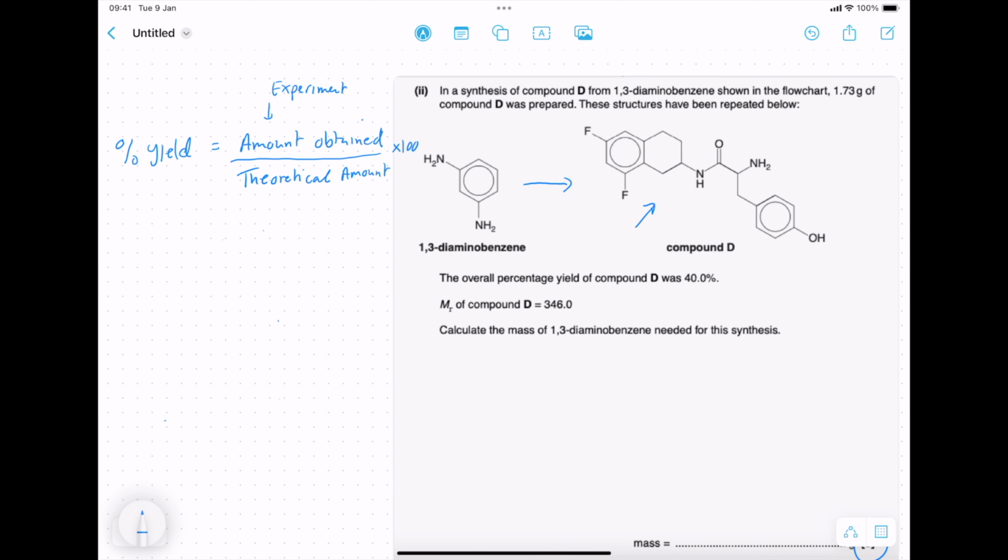Okay, so just to speed things up, let's work out the RFM first of all for 1,3-diaminobenzene before we get into working out the moles and so on. So we've got 12 times 6 on the benzene is 72, plus 4 hydrogens, plus 2 amino groups comes to 108. Now the first thing I need to do is work out what the theoretical amount of 1,3-diaminobenzene is to produce this amount of 1.73 grams. And then I can think about working out what is actually needed, because it's only working at a 40% conversion.